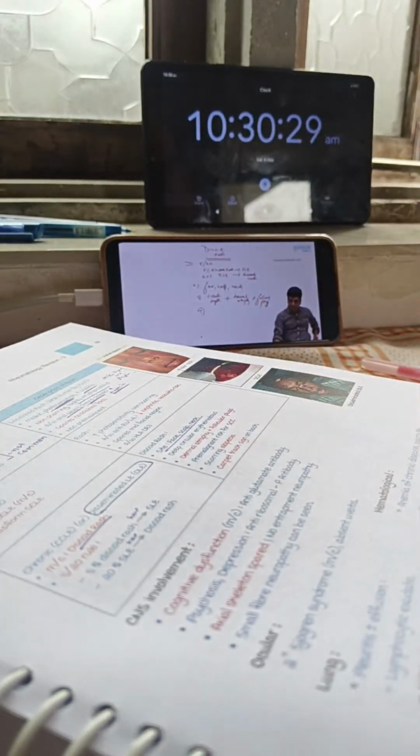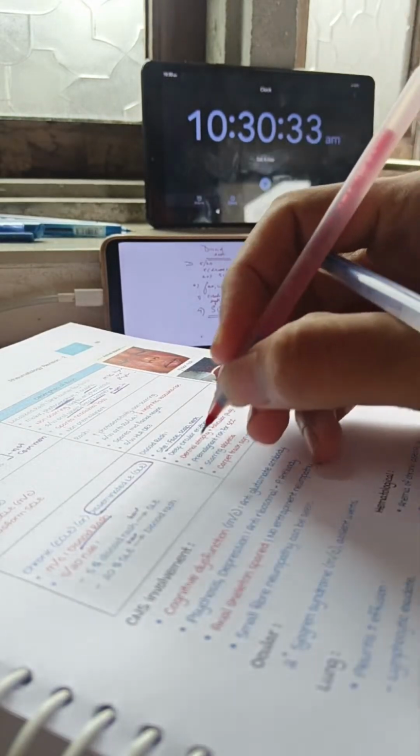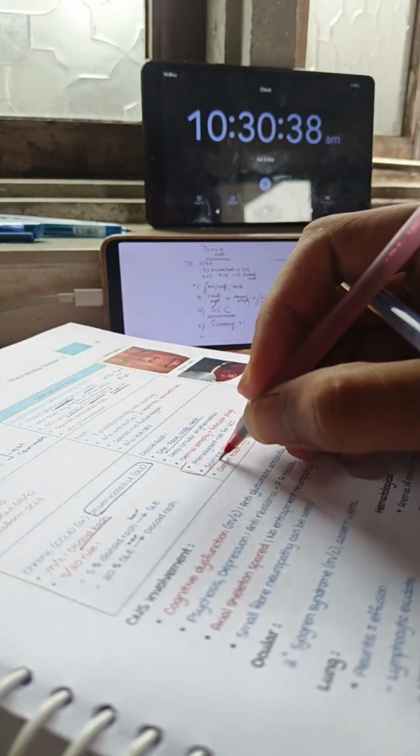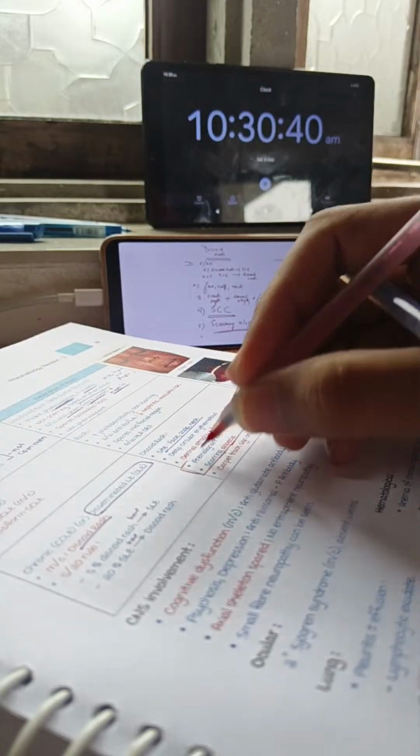Then comes a very, very important point that there is a premalignant risk for squamous cell carcinoma of the skin. Very, very important question. That's why a biopsy is required. Next very important question is it is associated with scarring alopecia. In SLE, everywhere we are having non-scarring alopecia. Here you are having scarring alopecia.